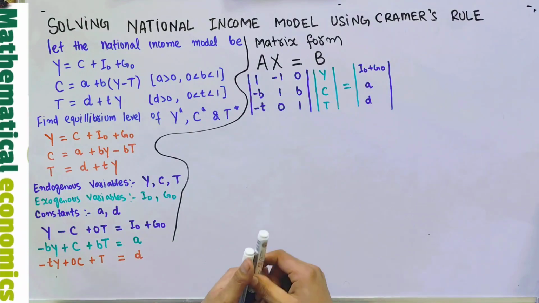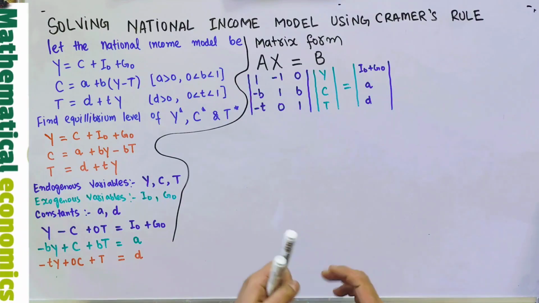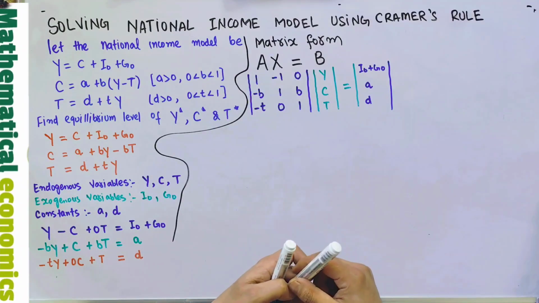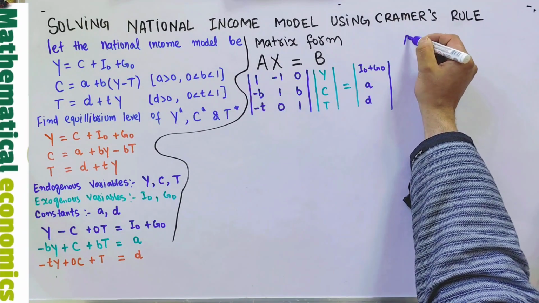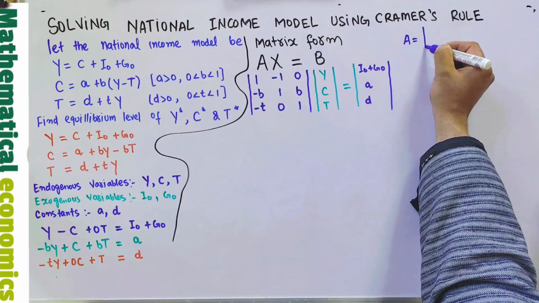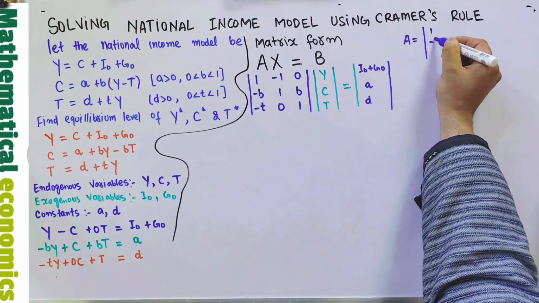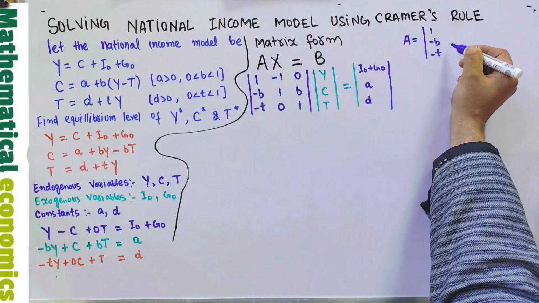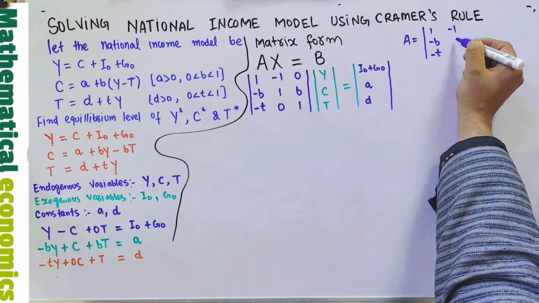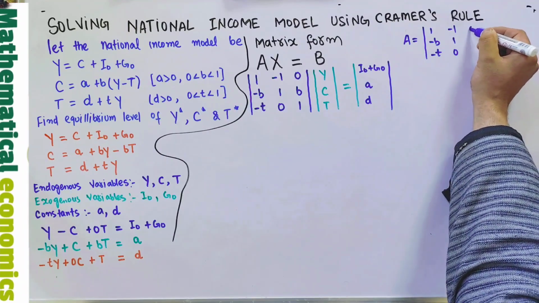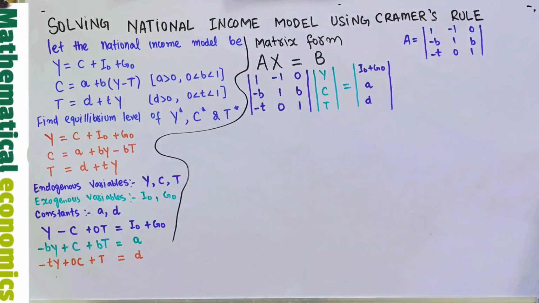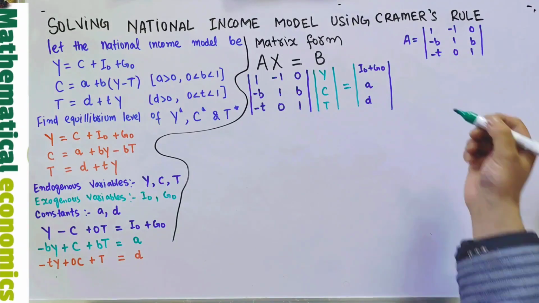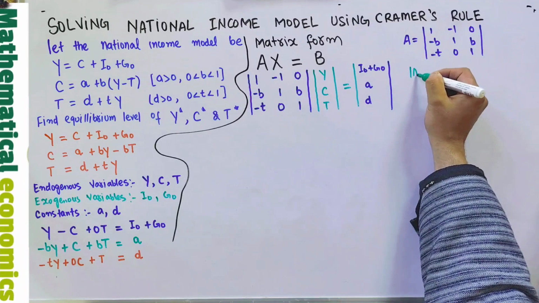So first we write them into the matrix form. After that, what will we do? We need to find out the determinant of A. What is our A? Let's write it here first. So our A is this very matrix: 1, minus b, minus t, then we have minus 1, 1, 0, and we have 0, b, 1. I need to find out the determinant of this very matrix first. So how do we find the determinant? You know it pretty well.